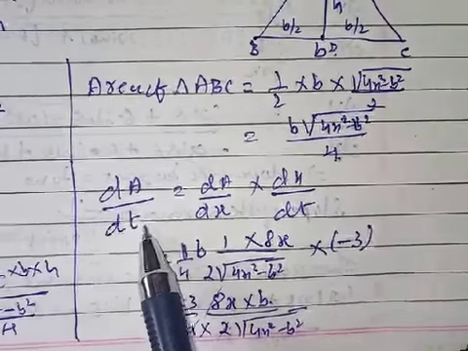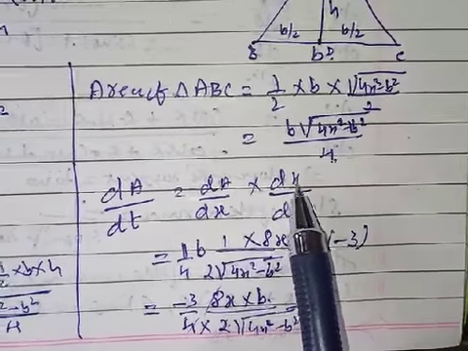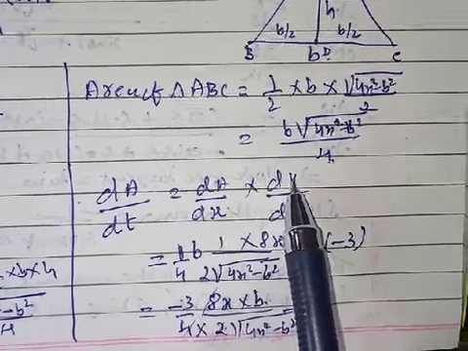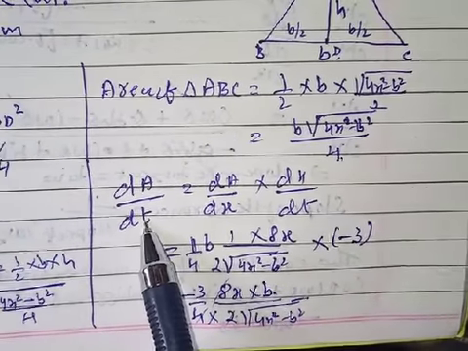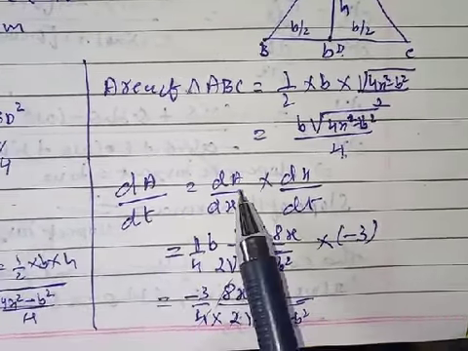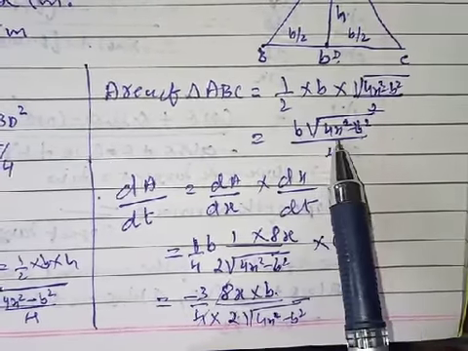So dA by dt cannot be found directly. So we have dx by dt into dA by dx. The dx cancel out, and again we get dA by dt. We have to take the derivative of this with respect to x.